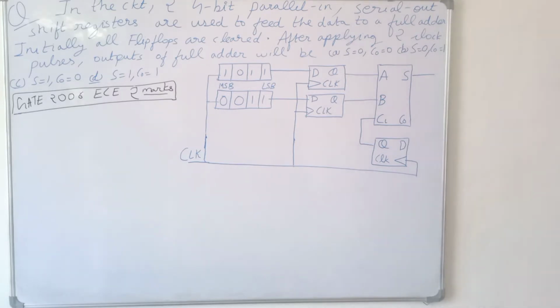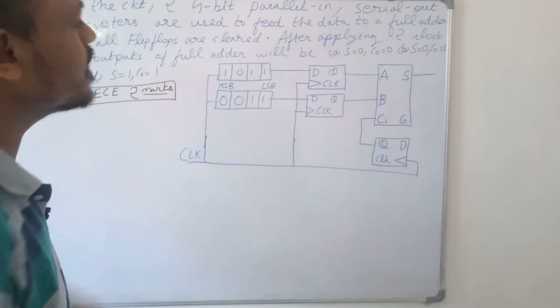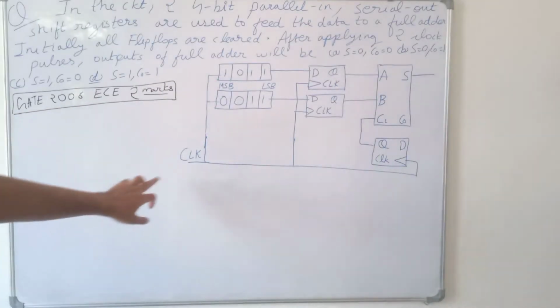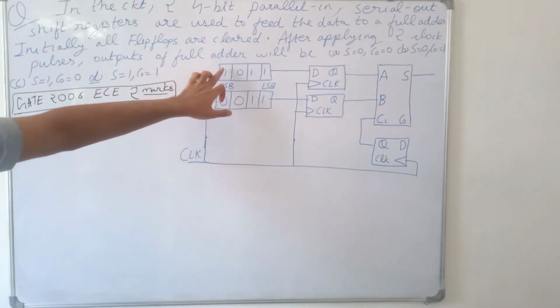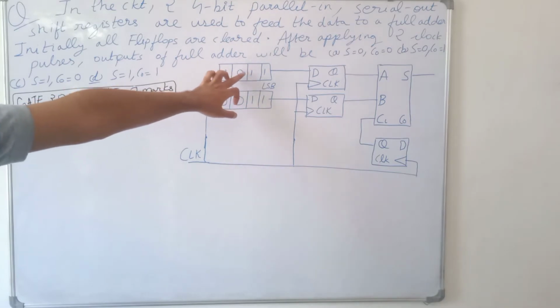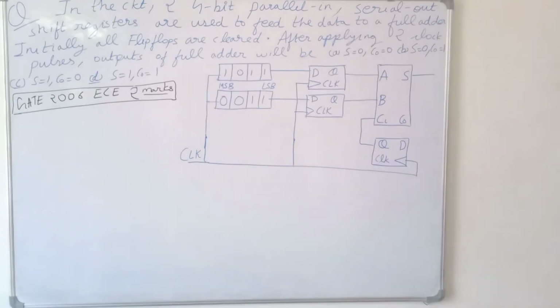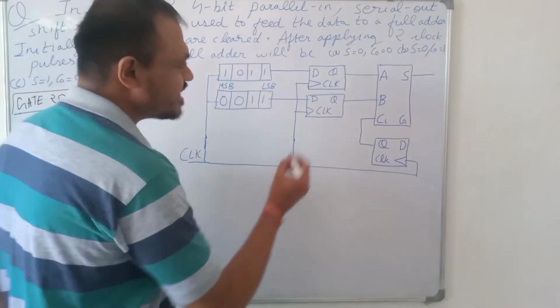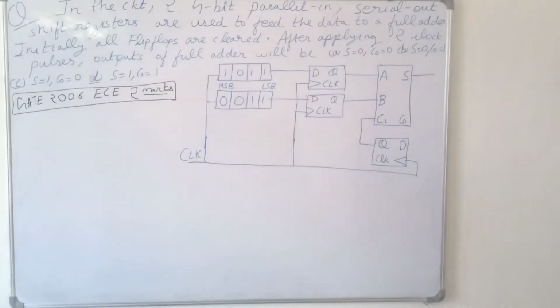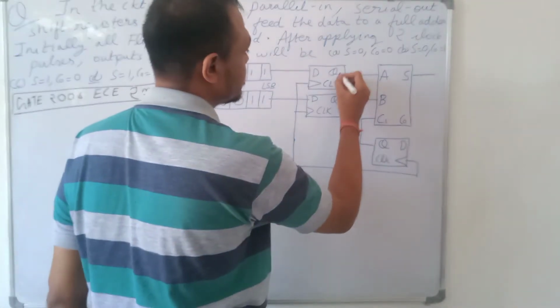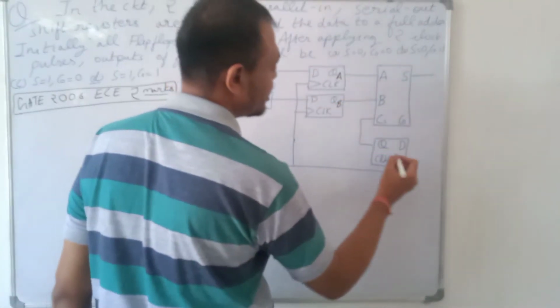So we know that in D flip-flops the output will change according to whatever is the input on the application of the clock pulse. This is the clock pulse, it is going to this shift register as well, this shift register also, and these three flip-flops. Initially all the flip-flops are cleared. Let's say I am marking this as QA, this is QB and this is QC.